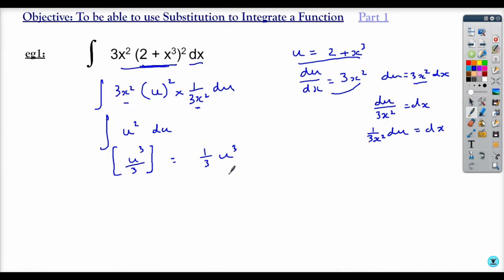And all that remains for me to do now is to substitute back my expression for u in this expression here. So I get 1/3 my u. I'm going to substitute back with what it was at the start, which is 2 plus x cubed. And then obviously I need to add the constant of integration c.